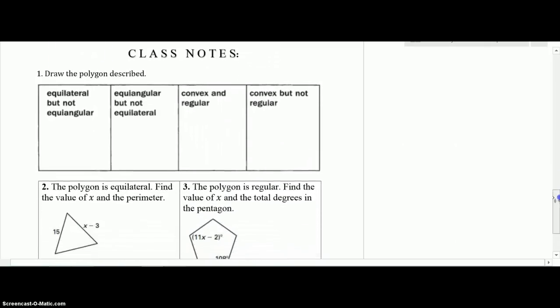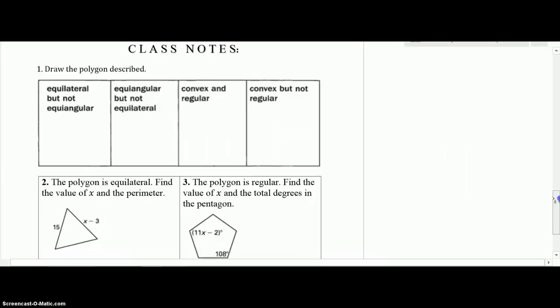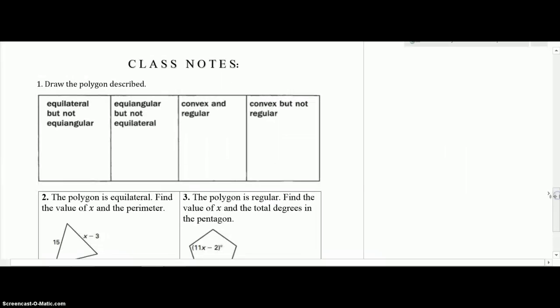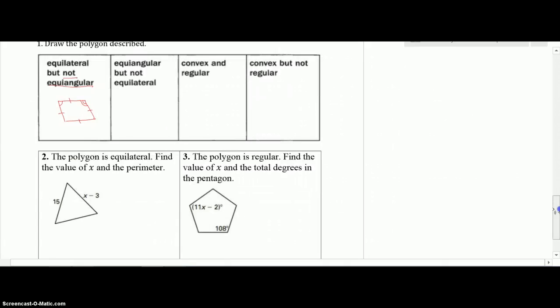It says draw the polygon described. You want something that is equilateral but not equiangular. Try that. Okay, you could have something as simple as a rhombus, but the angles cannot be equal. So if you notice, I have an acute angle and an obtuse angle, and to make sure that it is not equiangular, let's go ahead and label those angles so that we know that they are different.